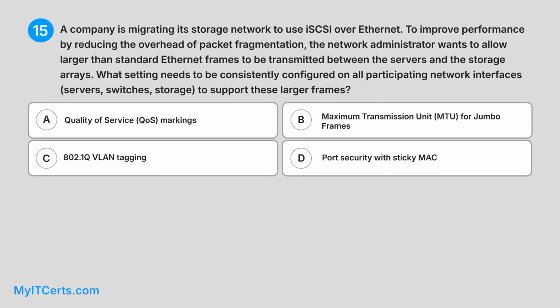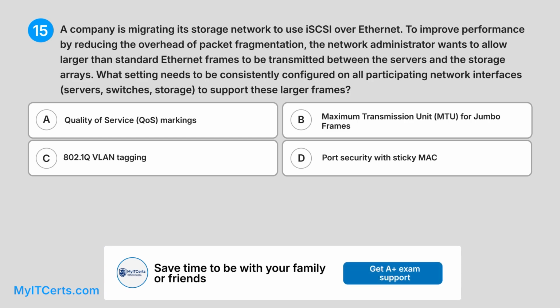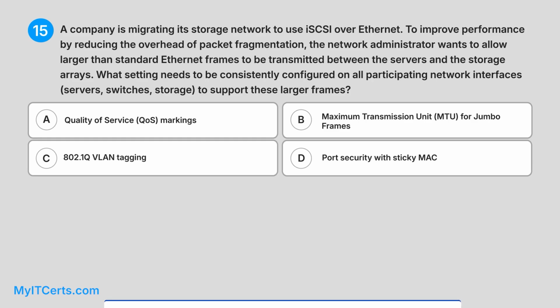15. A company is migrating its storage network to use iSCSI over Ethernet. To improve performance by reducing the overhead of packet fragmentation, the network administrator wants to allow larger than standard Ethernet frames to be transmitted between the servers and the storage arrays. What setting needs to be consistently configured on all participating network interfaces, servers, switches, storage, to support these larger frames?